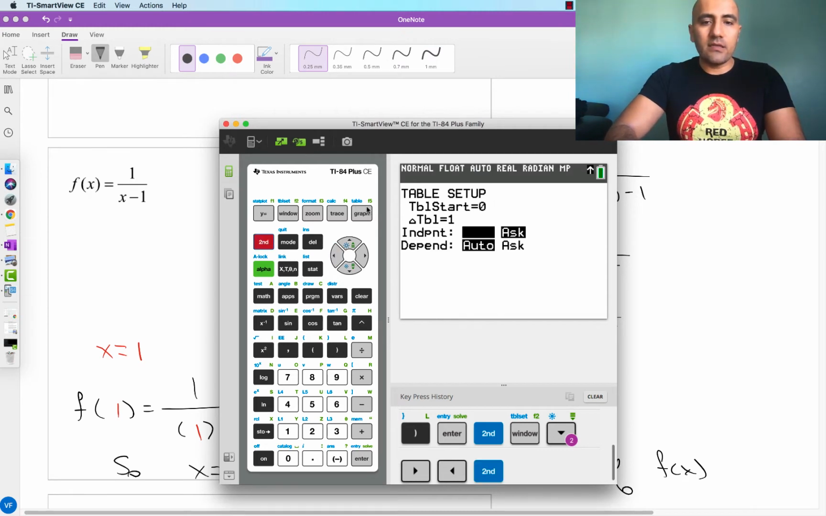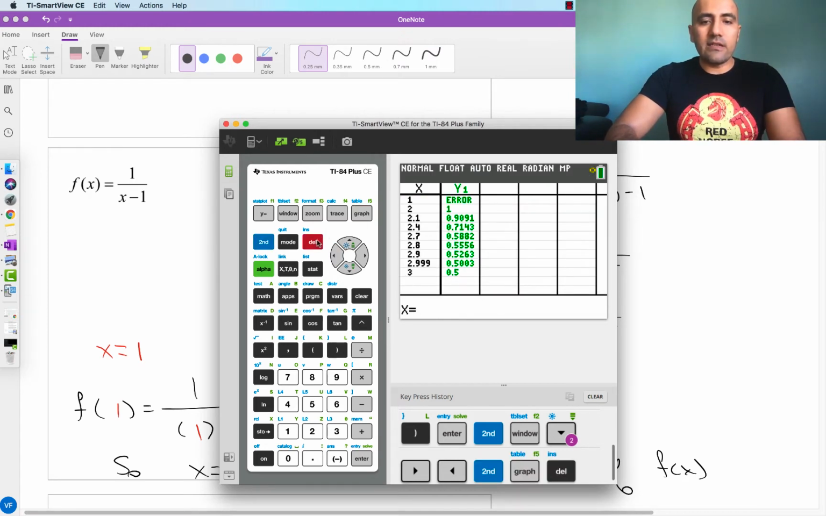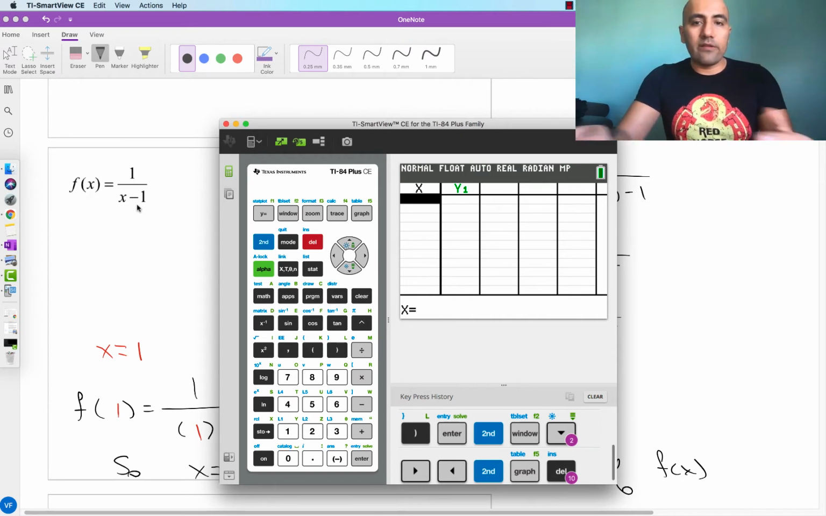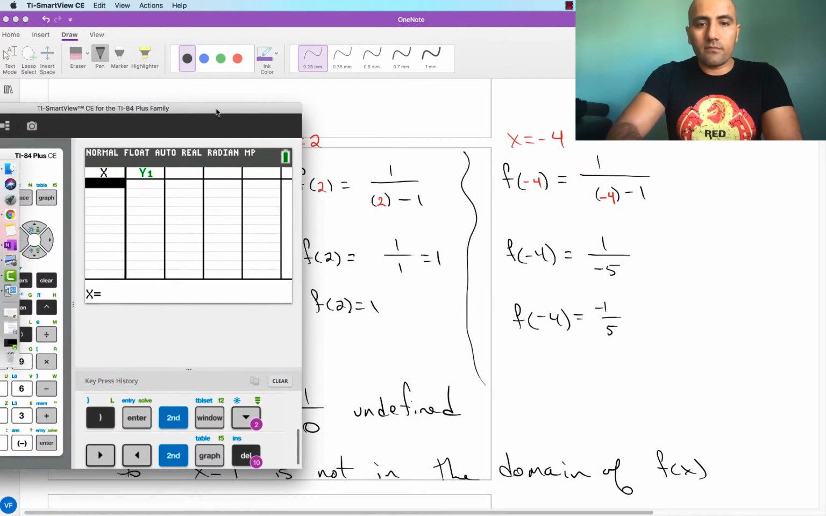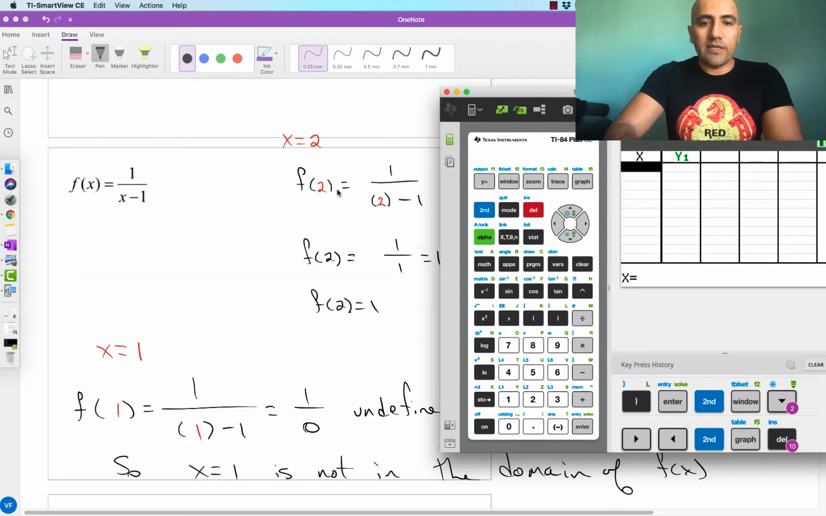So second table. And then delete all the previous values on there. That was for a different equation. Okay, we're interested in seeing what happens as we get closer and closer to 1 from either side, as we approach 1 from either direction on the number line. So let's begin from the right-hand side. So as I start out with values that are definitely larger than 1, like let's say, for example, a 2.